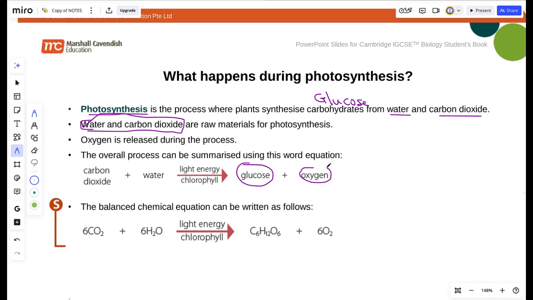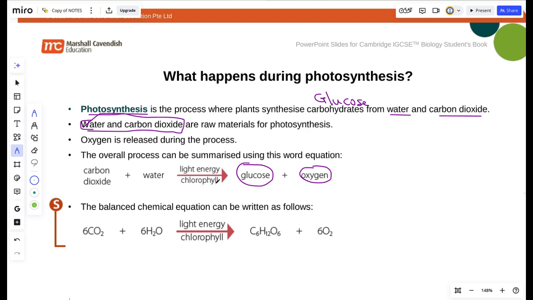The plant does not need oxygen. Just like we human beings, when we make carbon dioxide, we don't need it. It's toxic to our body. Oxygen is toxic to the plant, so the plant has to get rid of it. Human beings need it, the plant doesn't. So we get it, we use it in our own respiration.